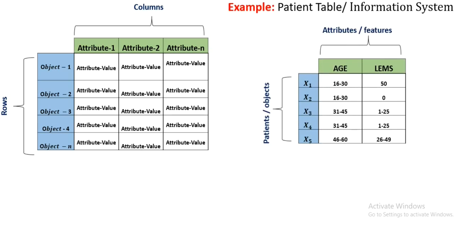Let us see an example. We have a patient table here. The table has 5 patients or 5 objects, and each patient is described with respect to 2 features or attributes. These are age and LEMS, and corresponding to each object and an attribute, there is a value associated with it. For example, the patient X1 has age 16 to 30, patient X5 has LEMS score of 26 to 49. So such tables are called information systems.